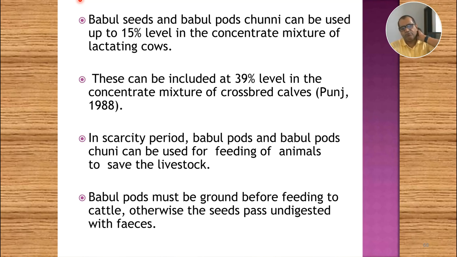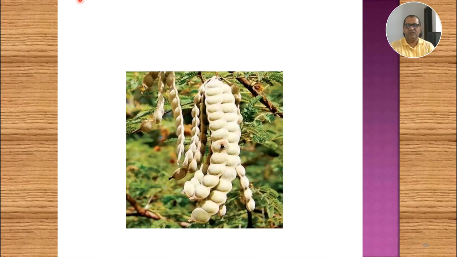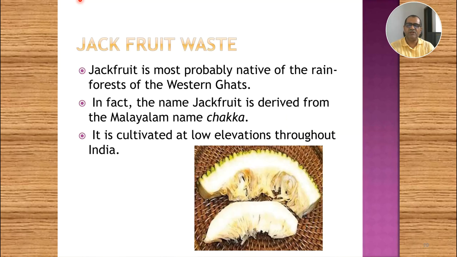Then, before putting into the feed, they should be ground very properly. Otherwise, seeds pass undigested in the feces. Then, these are the babul seeds that can be seen, and this can be extracted from the tree and can be used as feed.